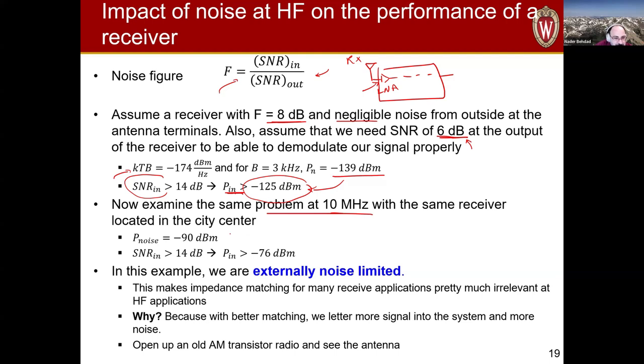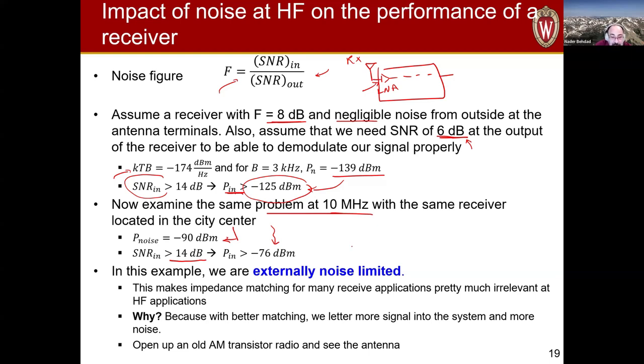As we saw in the previous example, the noise power that I'm getting from the outside environment is negative 90 dBm. So this is basically what I'm getting outside. And if I need a signal to noise ratio at the input of my receiver that is 14 dB higher than the total noise, then the power I need in order to do the same thing in a really noisy environment is going to be significantly higher. In this case, it's going to be around minus 76 dBm or so.